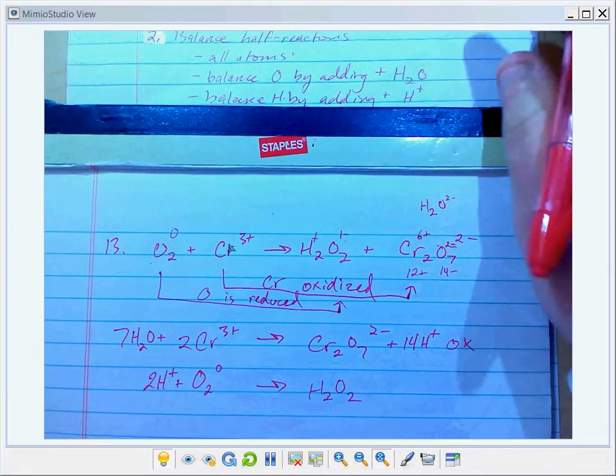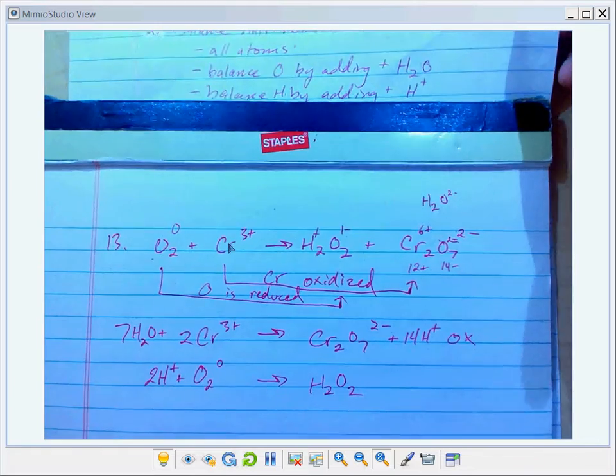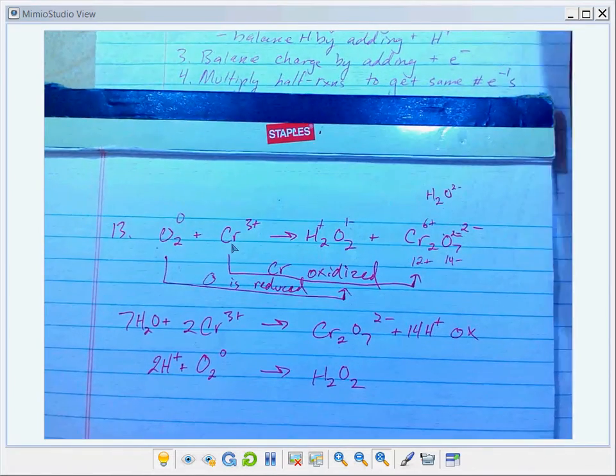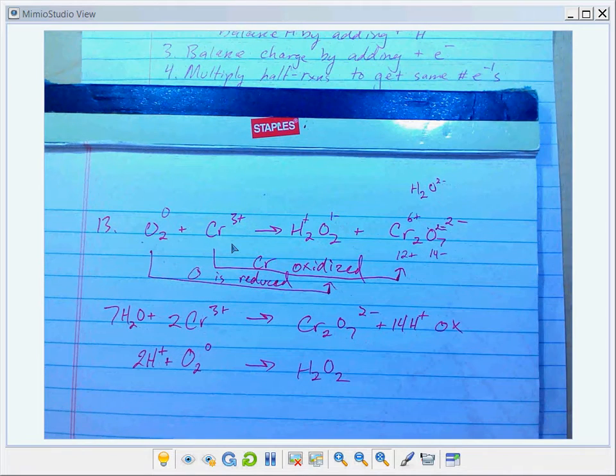All right, we have now balanced our half reactions by atoms. Now we've got to balance the charges, and we're going to add electrons to do that. You notice I didn't write the oxidation states this time. It's going to be a lot easier to make sure my charges are all set here.